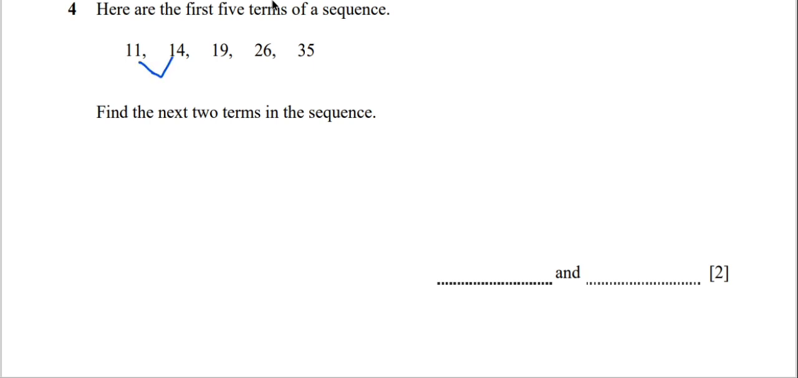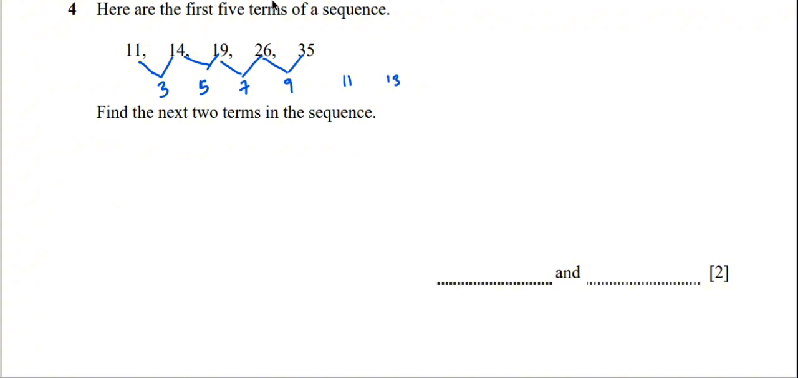11 and 14 is giving us 3. 14 and 19 is giving us 5. 19 and 26 is giving us 7. And 26 and 35 is giving us 9. So you can see that the difference keeps growing by 2. So the next one is going to be plus 11, while the one after is going to be plus 13.